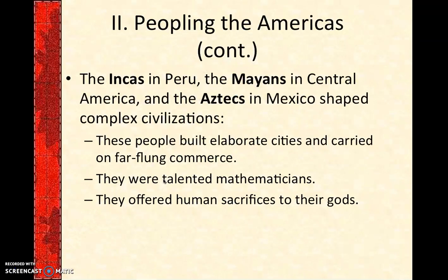So the Incas in Peru, the Mayans in Central America, and later the Aztecs in Mexico shaped complex civilizations. They had elaborate cities. They had big commerce, big economies. They were talented in mathematics. They offered human sacrifices to their gods. So they had complex societies, much like Europe. Again, different resources, so they won't be able to have things like horses until the Europeans bring them over, or guns, or things like that. But they did have complex societies, including infighting.